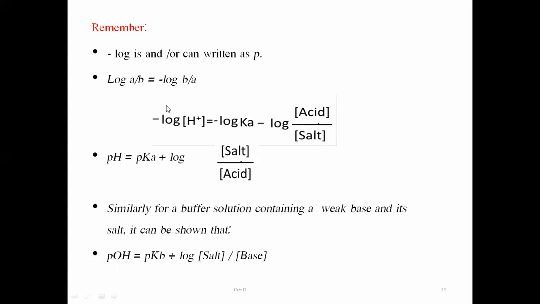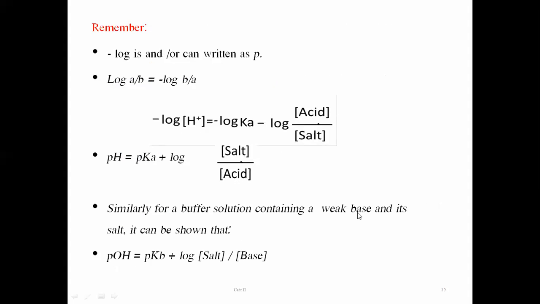These are some of the formulas. Minus log can be written as p. Then log of A divided by B is equal to minus log of B upon A. What is the formula for the calculation of pH value? pH is equal to pKa plus log of salt divided by acid.